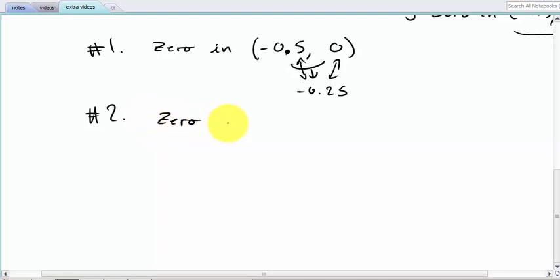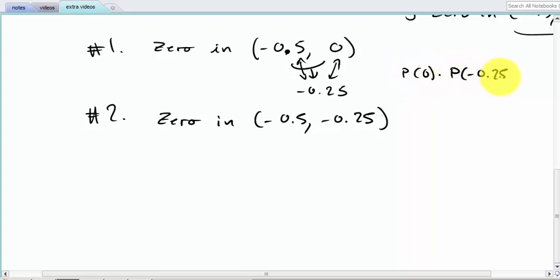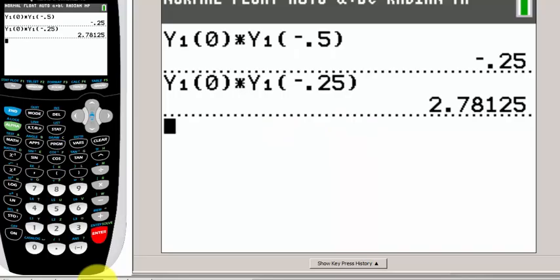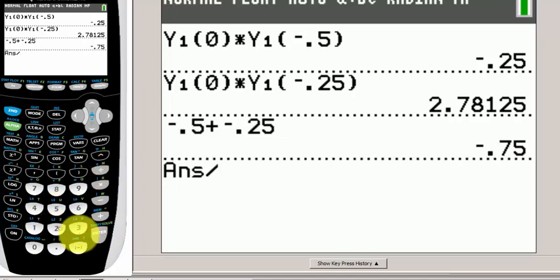So I have a 0 in -0.5, -0.25, because when I did p of 0 times p of -0.25, I had a positive product, no sign change. Therefore, the sign change must be in the other interval. So now I need the average between the two. I know what the average is, but if you don't, you just do -0.5, maybe I should have opened the parentheses, plus -0.25. I'm gonna put equal. I like to enter things in one single entry, divided by 2.